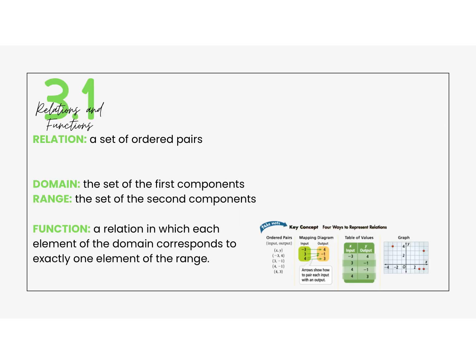So what is a relation? Let's start there. A relation is just a set of ordered pairs. So for example, I could have something like (-2, 1), (0, -3), (1, 6), (3, 2), and (4, 1). All right, so that is, again, just a set of ordered pairs.